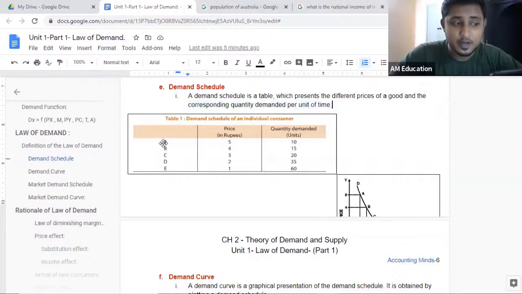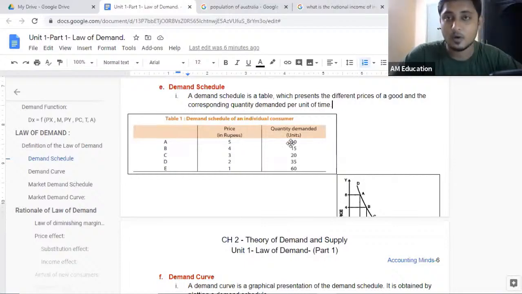So this is a table that presents different prices of the goods and the corresponding quantities demanded at different points of time. Got it? What is a demand schedule? Just a table. What is this table telling? This table represents different prices and its corresponding quantities.